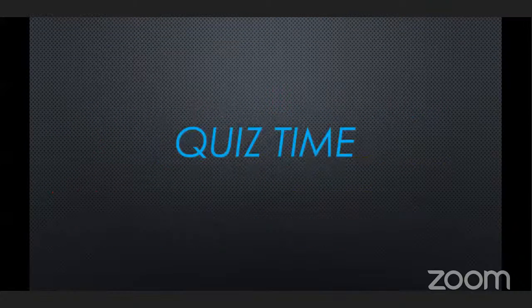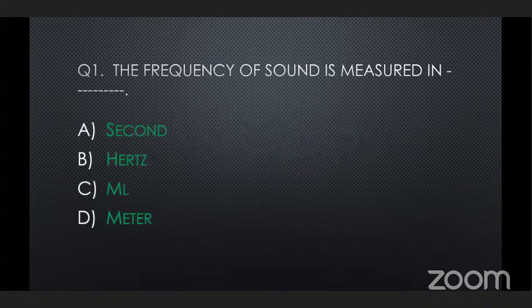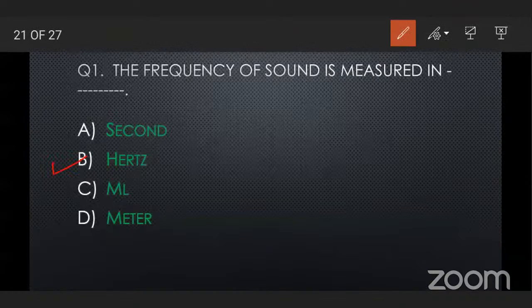Okay, so we will do a quiz, so we come to know whether you understood these points or not. The first question is, the frequency of sound is measured in: A, second, B, hertz. Option B is the correct answer, hertz. Everyone understood this?